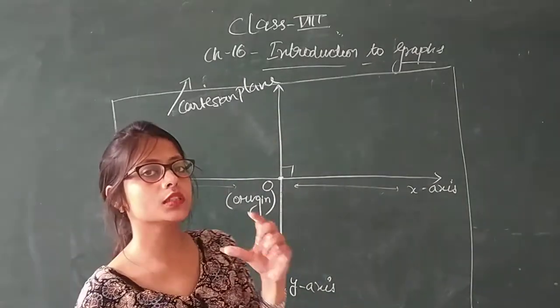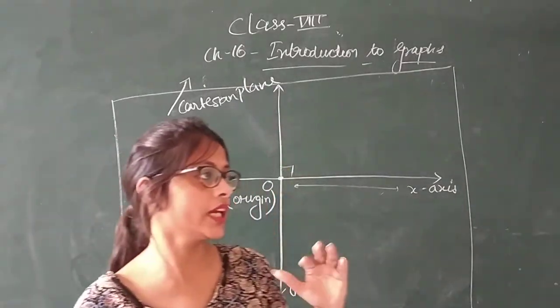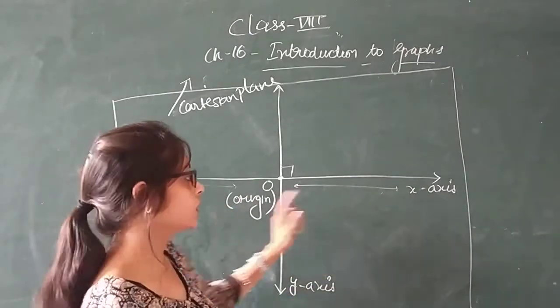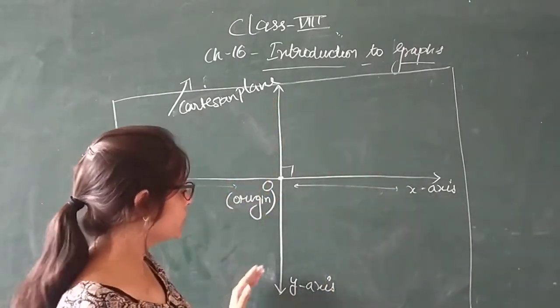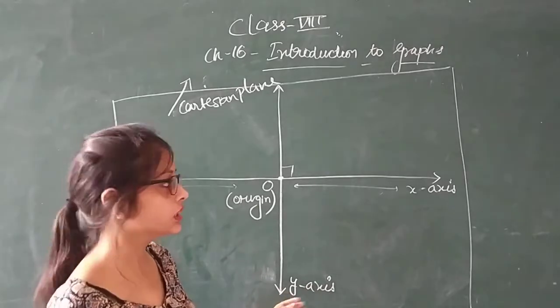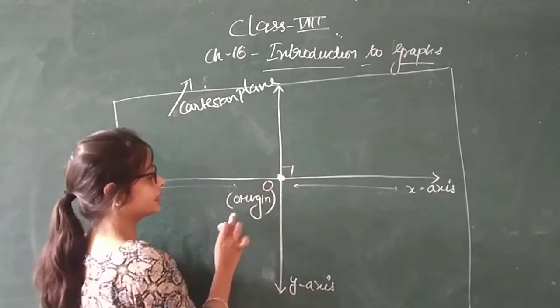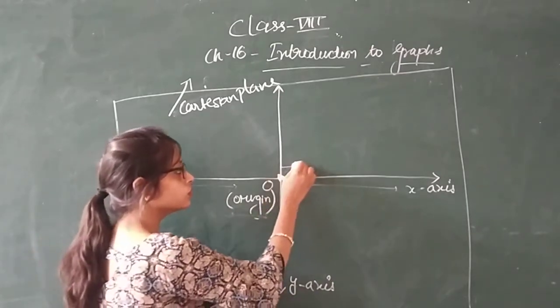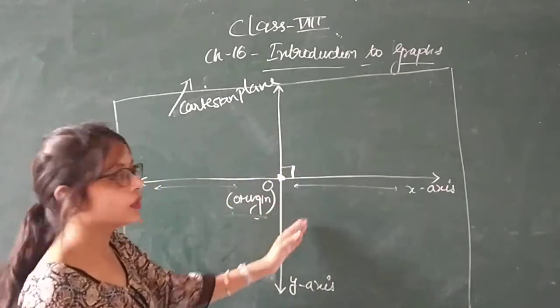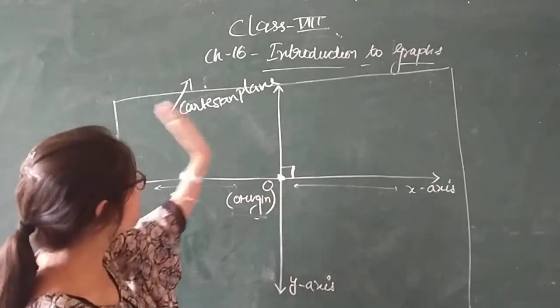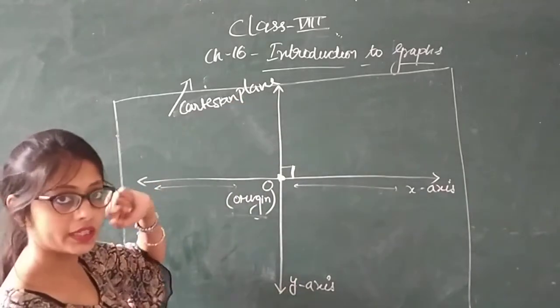These are very small terms that you should know. What is the horizontal line? Horizontal line is the x-axis. What is the vertical line? Vertical line is the y-axis. These two lines intersect at the origin, and they are always perpendicular to each other, and the plane is called the Cartesian plane.